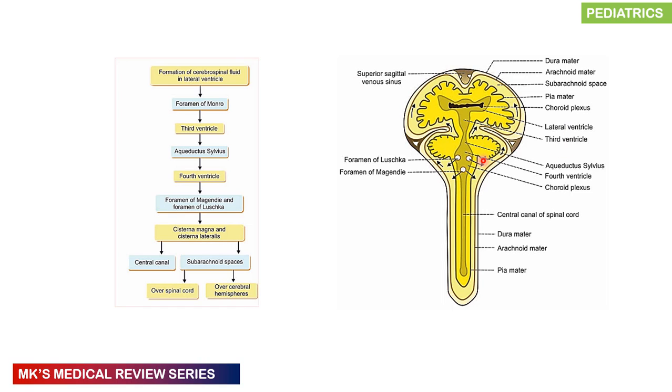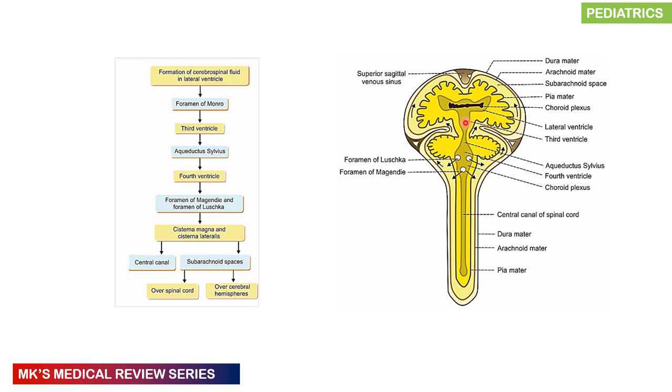Here's another pictorial diagram here labeled with the dura mater over there, you have the arachnoid mater over there, the subarachnoid space, and this of course is the brain and the spinal cord. And then here you have your lateral ventricles, okay, and the choroid plexus that's found inside the lateral ventricles.